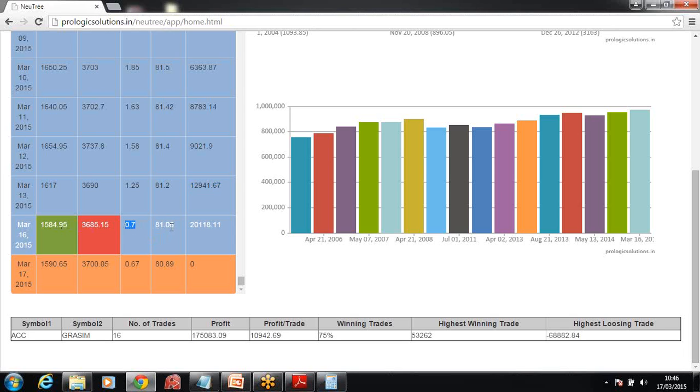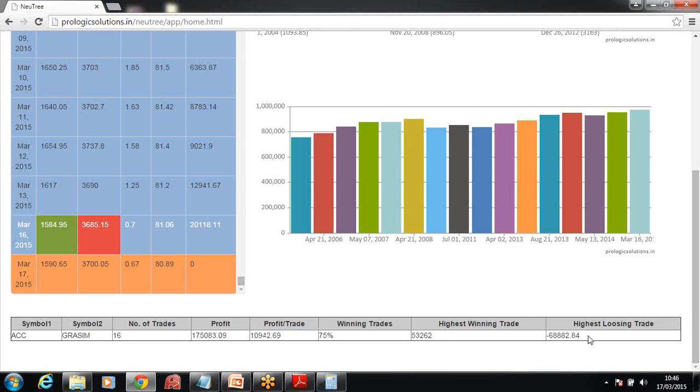0.7 is your Z score. 81% is your correlation. 20,000 rupees is the profit that you have made, and you can see that ACC Grasim over a period of 10 years at 16 trades, the total profit that it gave was 1,75,000. Profit per trade is 10,000 rupees.